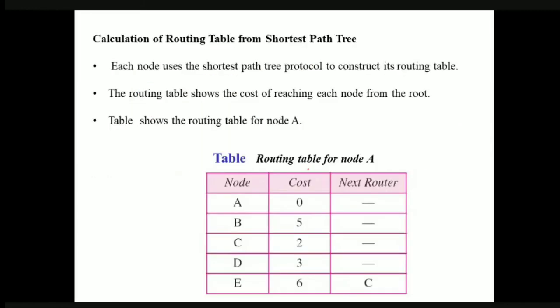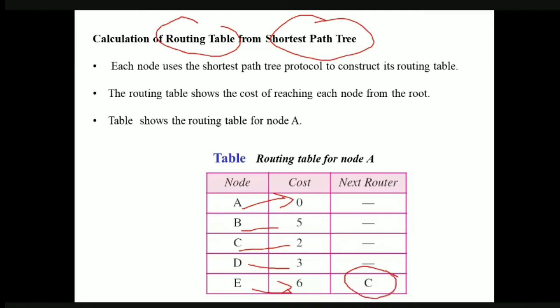Finally, the last step in link state routing is that we have to calculate the routing table from the shortest path tree. So here we calculate the routing table. Node A to A cost 0, A to B 5, A to C 2, A to D 3, A to E 6. But the next router is C. A is directly connected to all these other nodes, so we do not maintain any next router information for them. But A can go to E only via C. This is how we construct the routing table for node A.